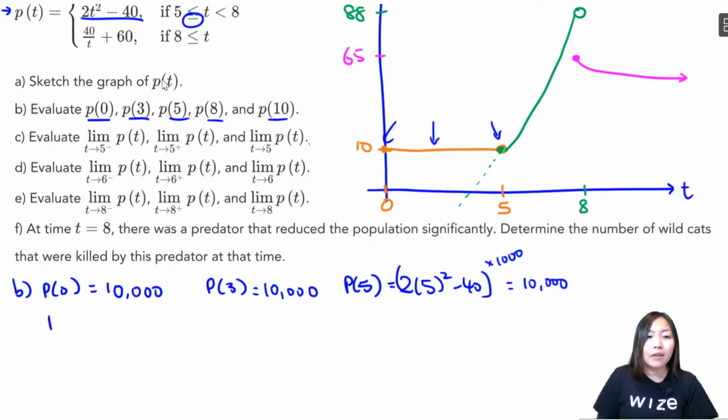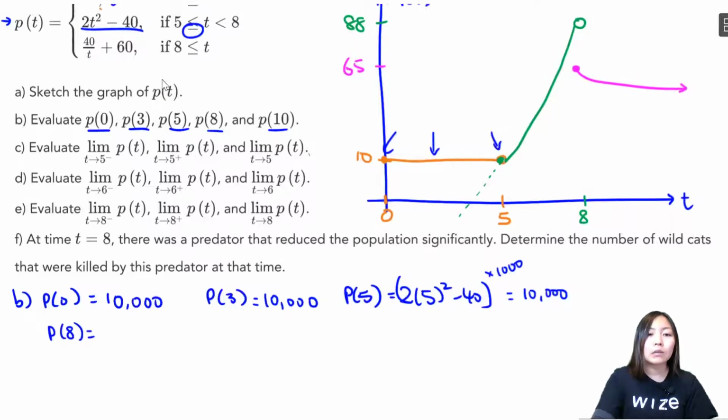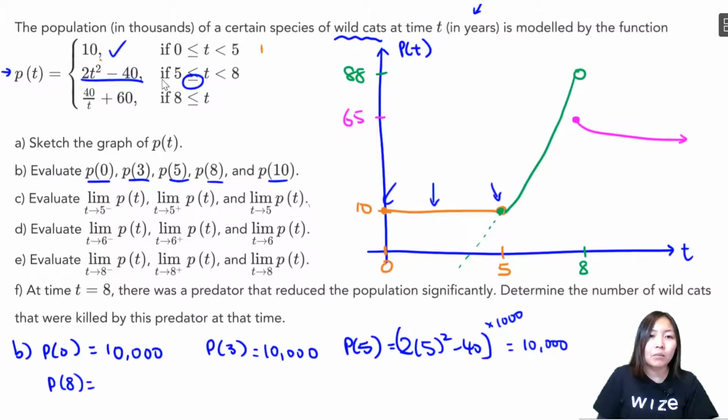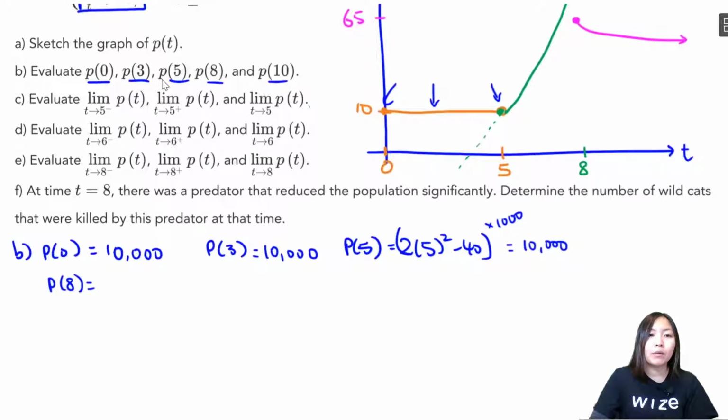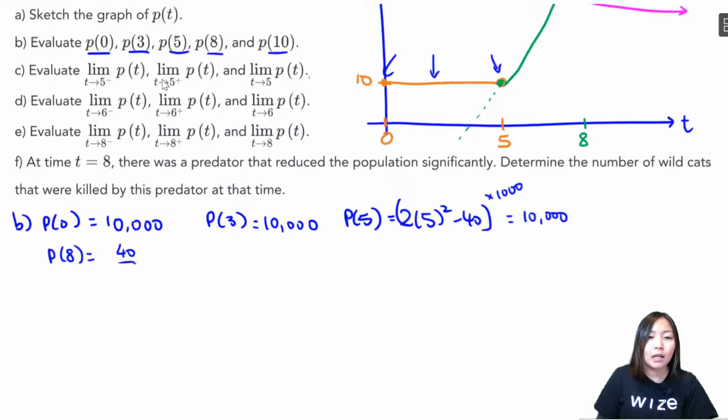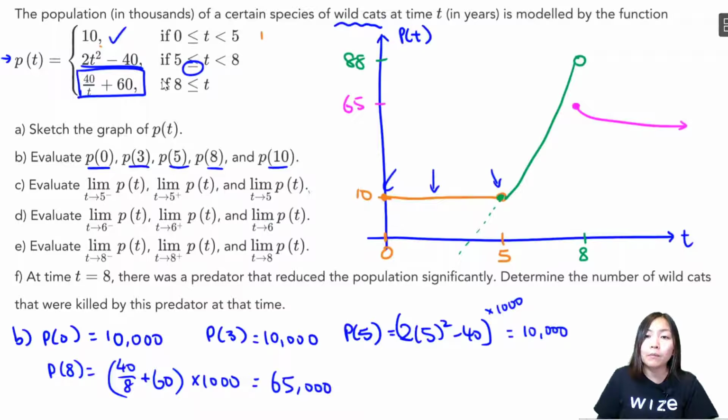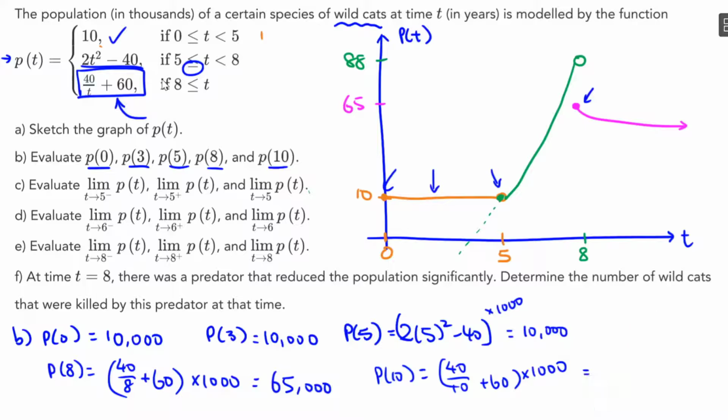Okay, now let's look at P of 8. So P at 8, when t equals 8, I'm in this third piece here. So I need to sub in my t in my third piece, which is 40 over 8 plus 60. And again, I'm going to times it by 1,000. So this is going to give me 65,000. And you can see that from the graph as well. P at 8 is 65,000. Our last one is P at 10. Well, when it's 10, I'm looking at this third piece here. So that's going to be 40 over 10 plus 60, all times 1,000, which is going to give us 64,000.